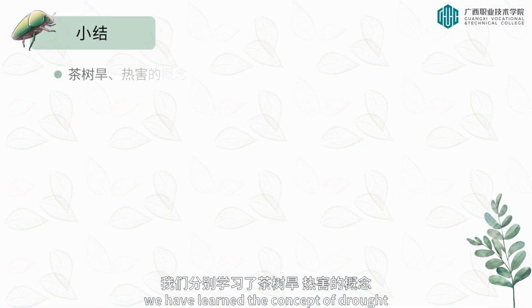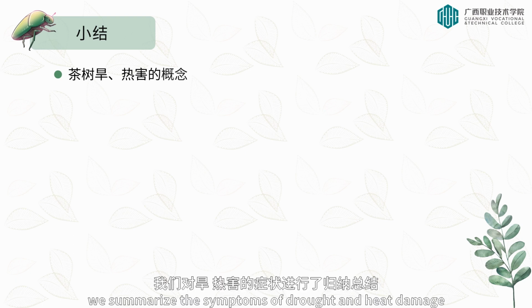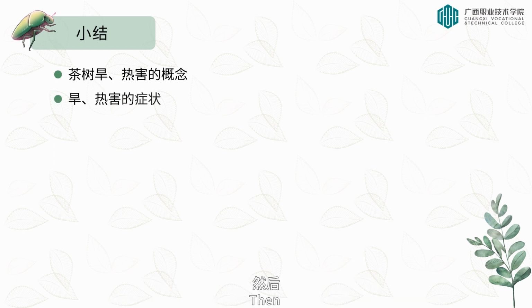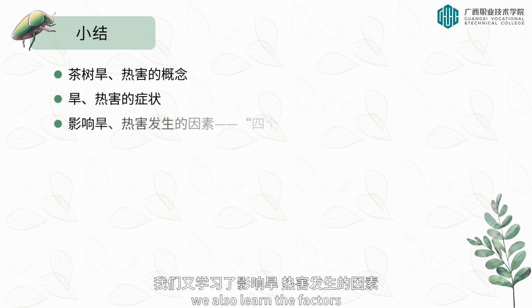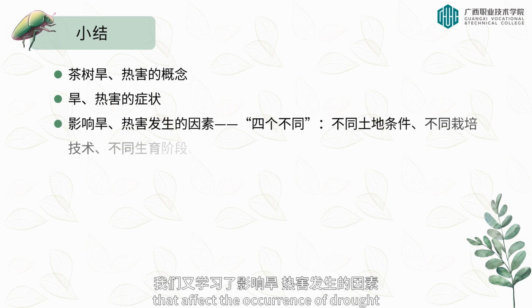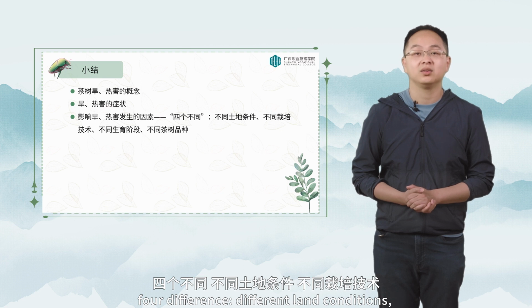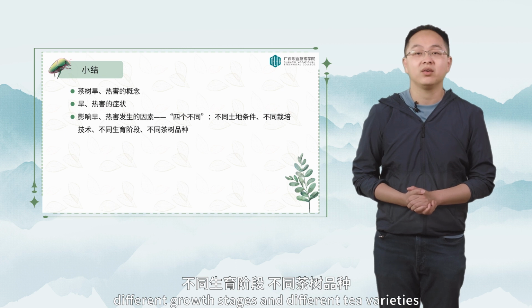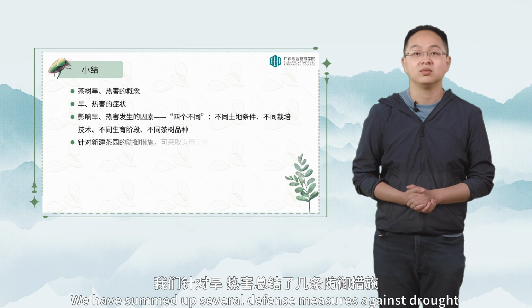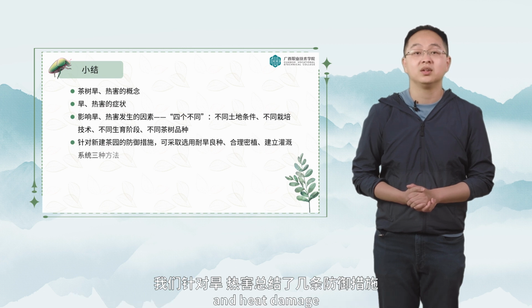Finally, let's make a summary. Firstly, we have learned the concept of drought and heat damage of tea trees respectively. Secondly, we summarize the symptoms of drought and heat damage. Then, we also learn the factors that affect the occurrence of drought and heat damage: different land conditions, different cultivation techniques, different growth stages, and different tea varieties. Finally, we have summed up several defense measures against drought and heat damage.